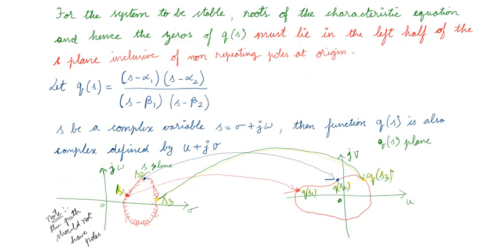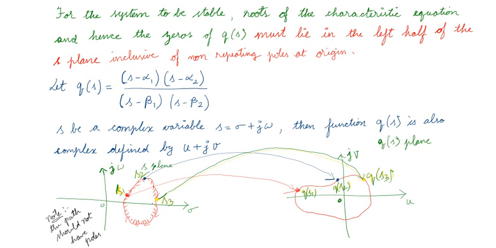Okay, now we know that for the system to be stable, the roots of the characteristic equation, and hence the zeros of q of s, both are the same. Just now I have said, right? The roots of the characteristic equation, which are equal to the zeros of q of s, must lie in the left half of the s plane.